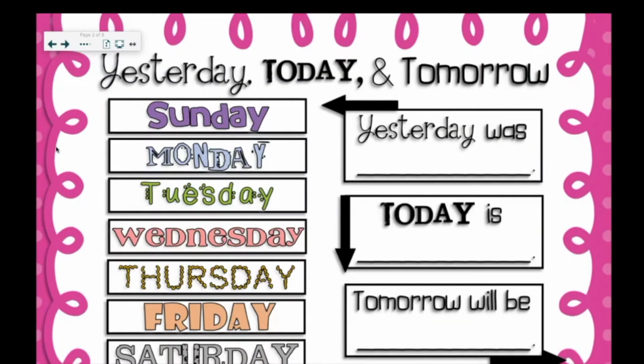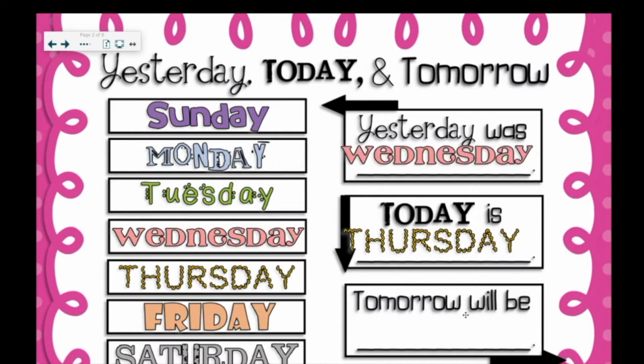We're going to figure out what today, tomorrow, and yesterday was. Today is Thursday, which means yesterday was Wednesday, and tomorrow will be Friday.